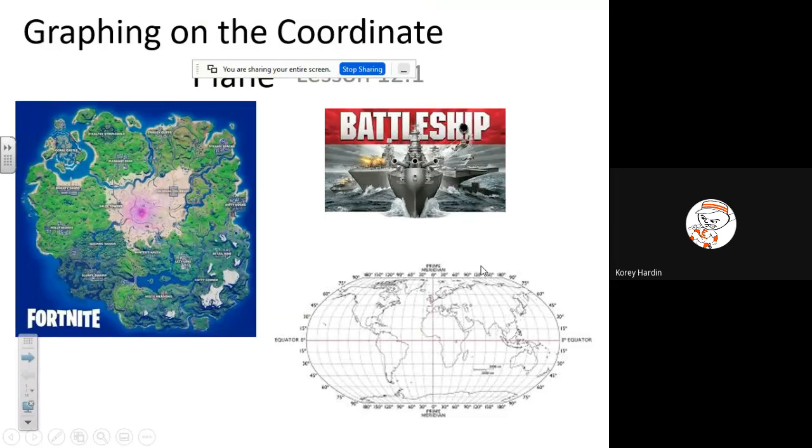All right, sixth grade. Today we are going to look at graphing on the coordinate plane. This is something that you probably have seen before, so hopefully it's a pretty easy lesson for you. But this is all about graphing on the coordinate plane.